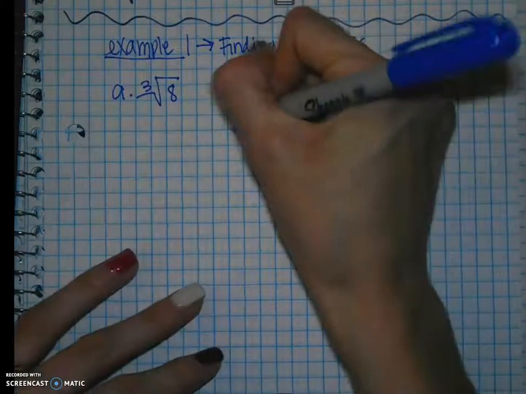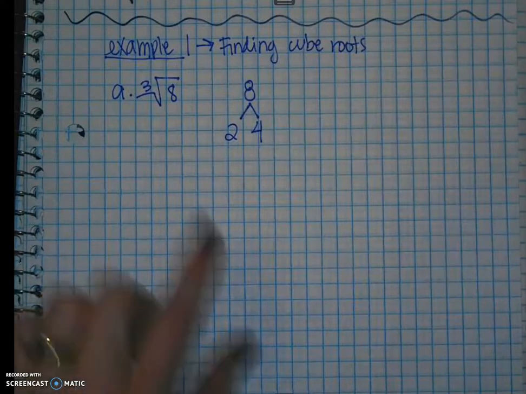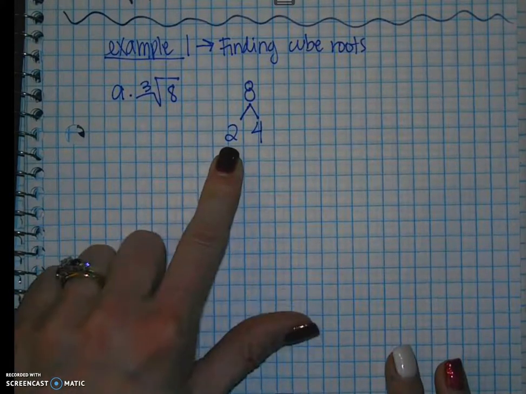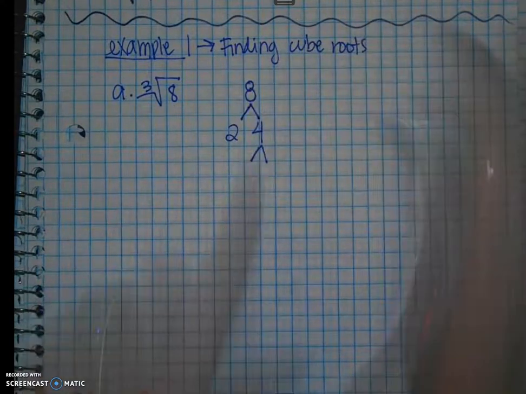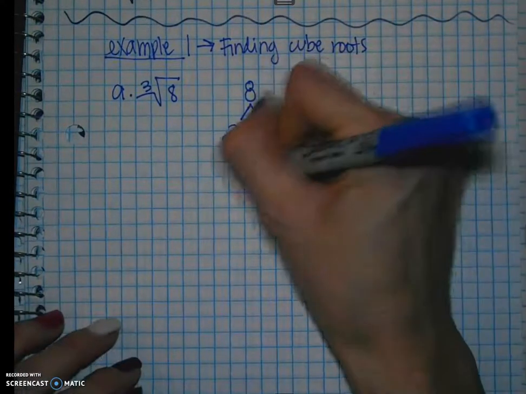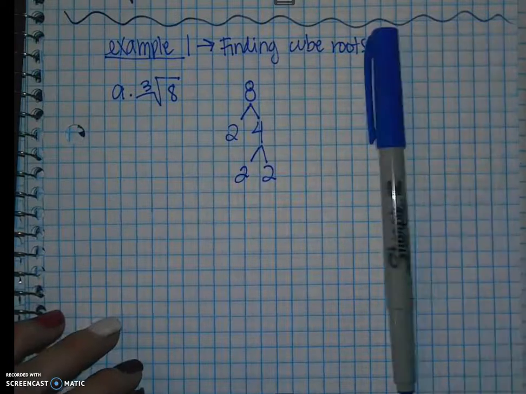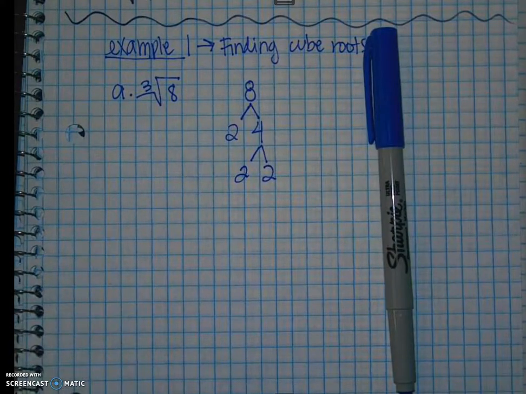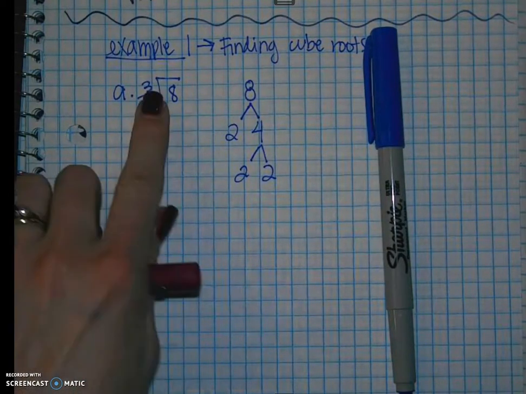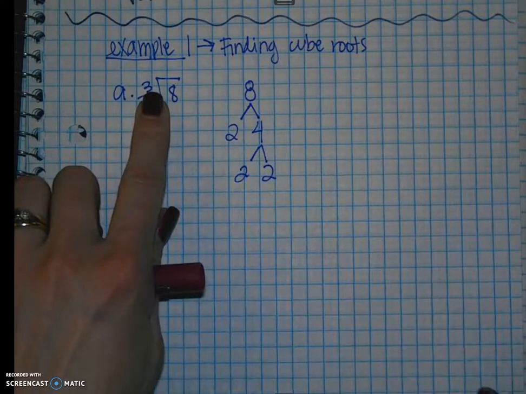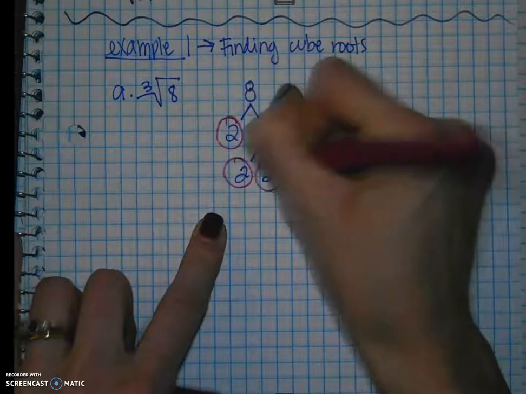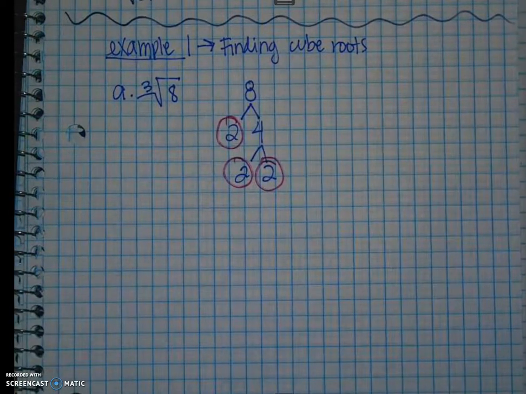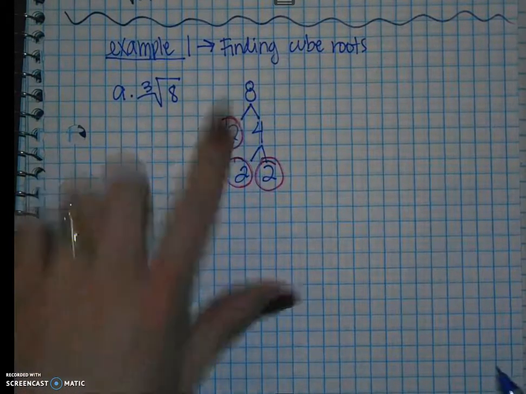Okay, so you have 2 times 4. You cannot break down the 2 anymore, but you can break down the 4. What times what gives you 4? That's going to be 2 times 2. Then if you notice, you need to find a cube root. We know it's a number that goes into it, multiplied by itself twice. Well, if you look, you have 1, 2, 3 2s. So that means the cube root of 8 is 2.